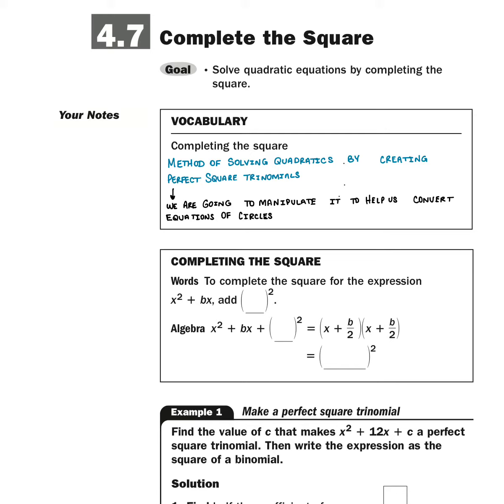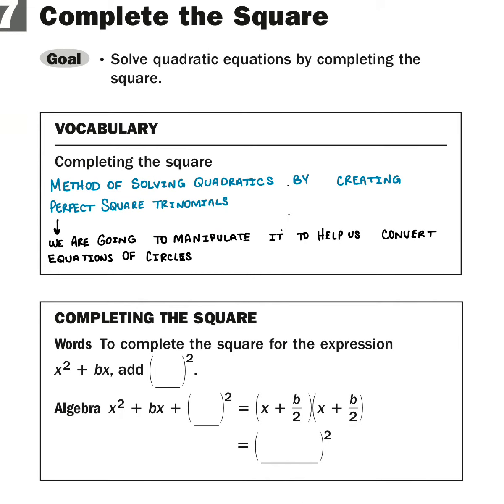Today we've got a particularly tough subject, and this comes from the realm of algebra, but we're going to need to be able to master it in order to help us continue our journey around our circles. So today we're talking about completing the square. Completing the square is a method of solving quadratics, so that would be the equations that have a square in them, by creating perfect square trinomials.